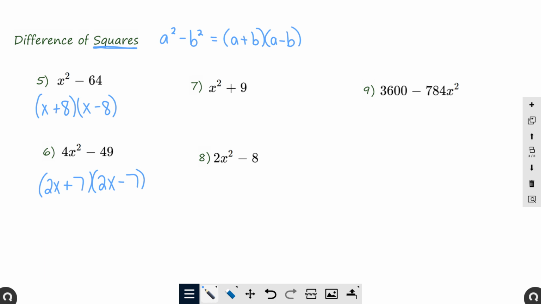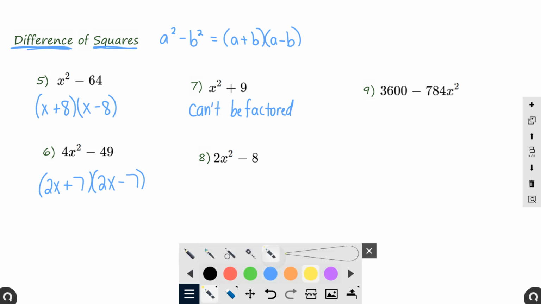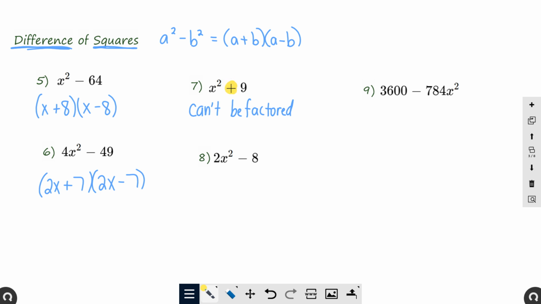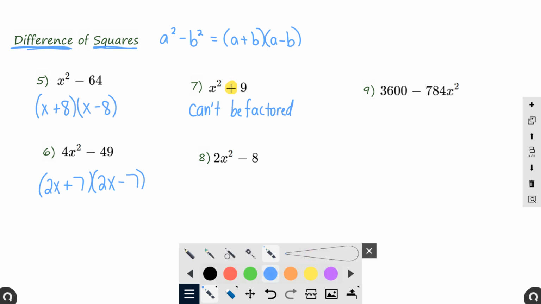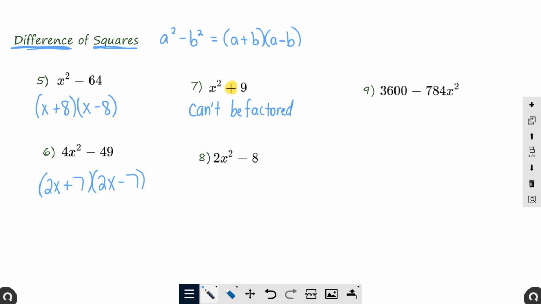Okay. All right, next one, x squared plus 9. Now remember our key word here is, what does the word difference mean? Subtract. So can I factor this? No, this one can't be factored anymore. And the key reason there is because it has an addition instead of a subtraction. So it has to be subtraction there in the middle in order to factor.